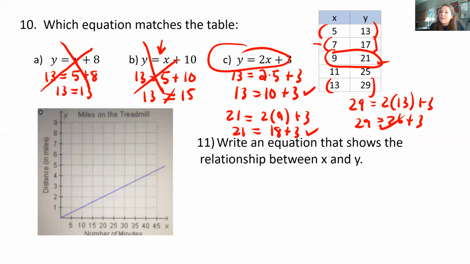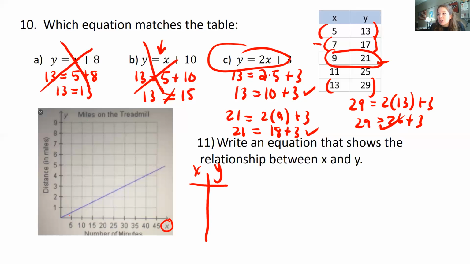Number 11, we have a graph, miles on a treadmill. Write an equation that shows the relationship between X and Y. So one thing that might help me is I can make a little T-chart, okay? So X, these are my values on the bottom. See, it's even labeled right there, but it's always going to be your values on the bottom, and the Y is always going to be this axis.